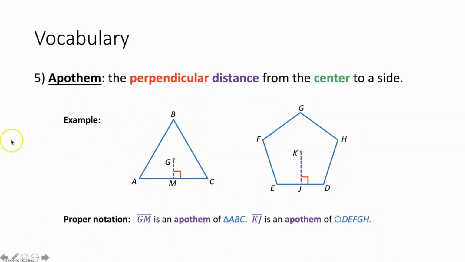Next vocabulary term is an apothem. That would be the perpendicular distance from the center to a side. Down here you can see a couple examples of apothems. Segment GM is an apothem of equilateral triangle ABC because it's the perpendicular distance from the center of that polygon, point G, to a side of the polygon, segment AC. Over here, segment KJ is an apothem of regular pentagon, DEFGH, because it's the perpendicular distance from the center of that pentagon, point K, to a side of the pentagon, segment ED.